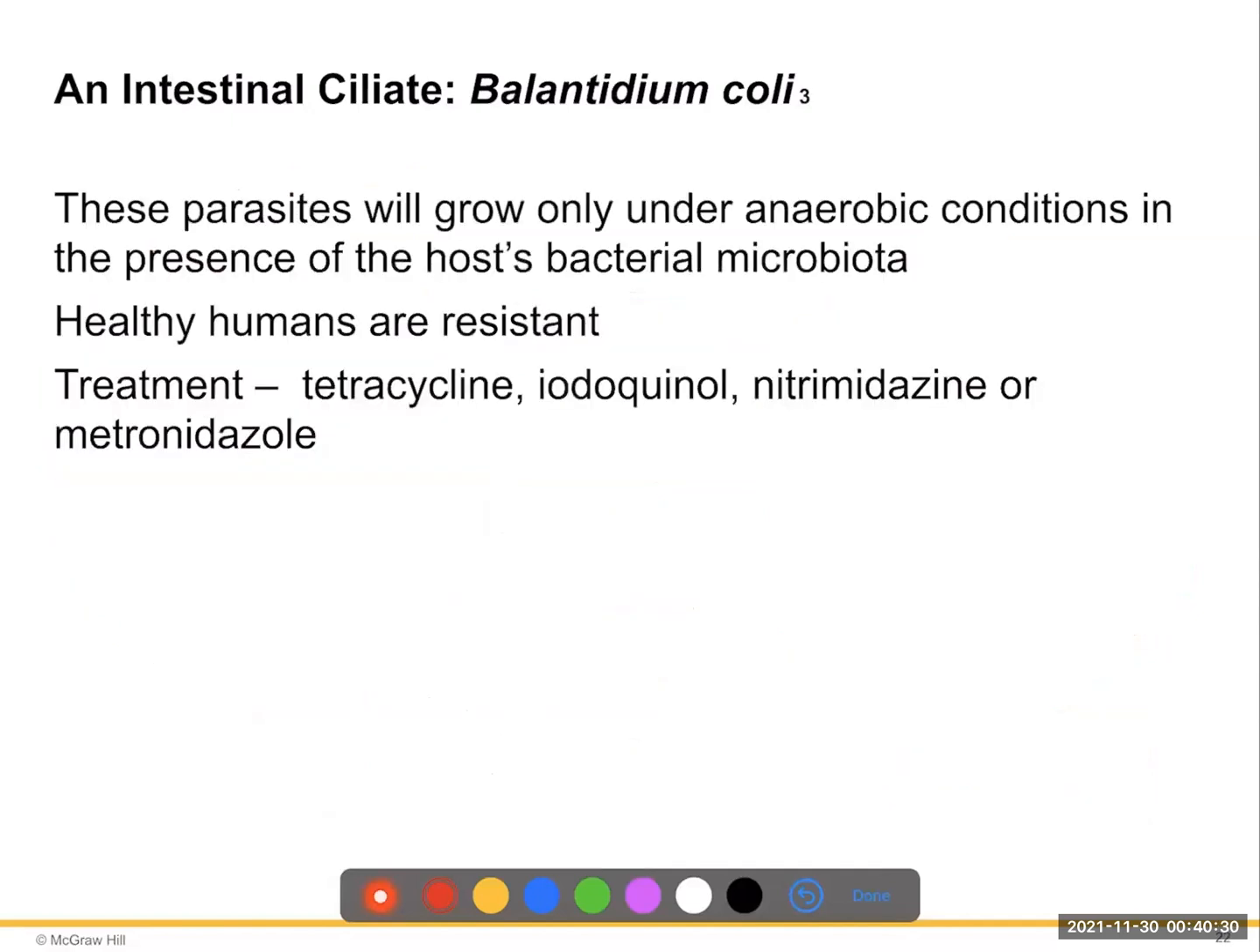Intestinal ciliate, Balantidium coli. Again, these parasites grow only under anaerobic conditions, without oxygen, in the presence of the host bacterial microbiota. Healthy humans are resistant to this. Treatment is tetracycline, iodoquinol, nitroimidazole, or metronidazole.